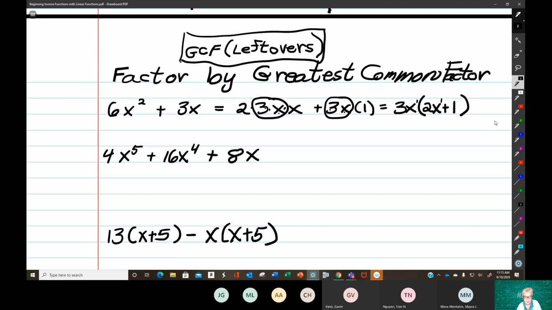Okay. So we're going to do it again. Here we have a trinomial because it's 3 terms. Highest power is 5, so it hasn't got a special name. We would just say it's a polynomial of degree 5.